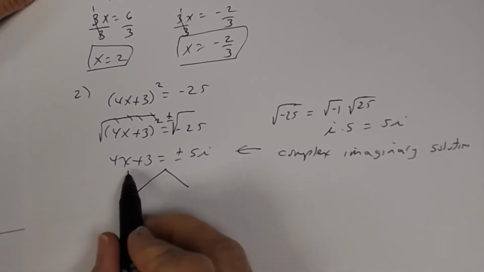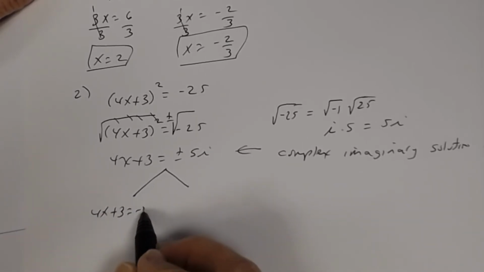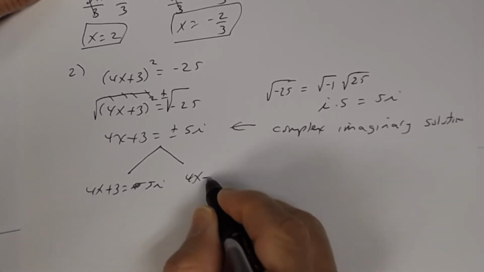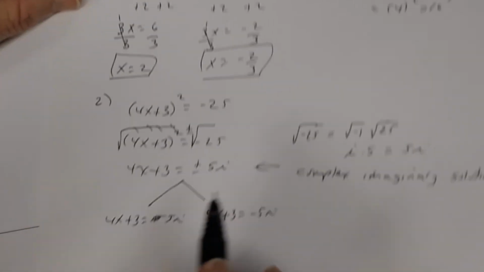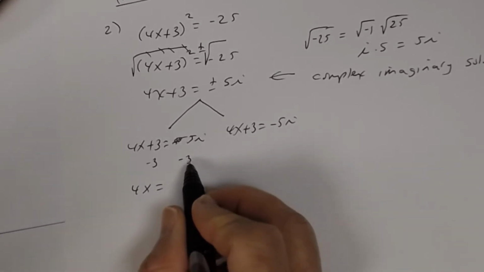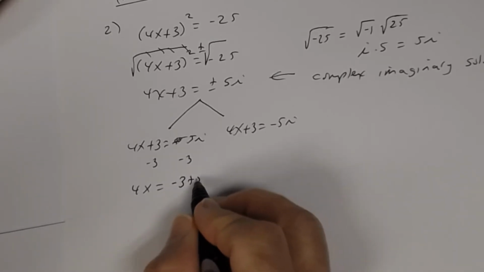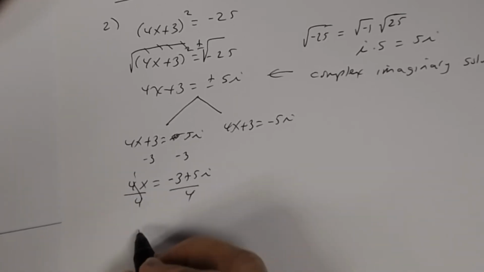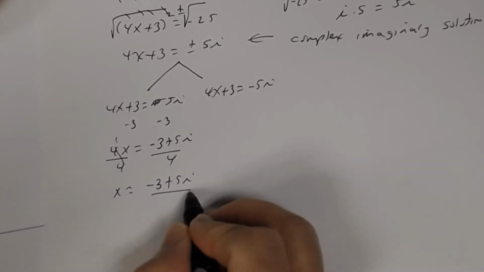You may need to say, all right, so I'm going to say 4x plus 3 equal a negative 5i, or positive 5i. And then 4x plus 3 equal a negative 5i, just like we did here, just like this. And so subtracting 3 from both sides, I get this. I get 4x equal a negative 3 plus 5i. And then to get x by itself, I divide both sides by 4. And so this becomes x equal negative 3 plus 5i divided by 4.